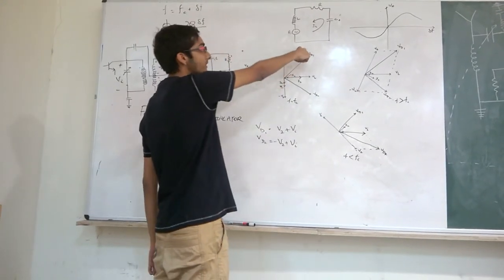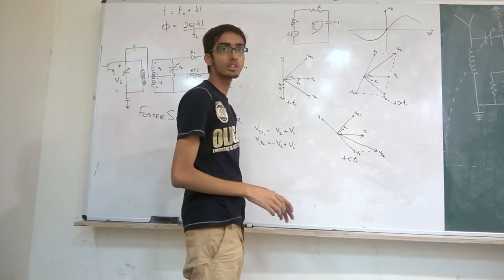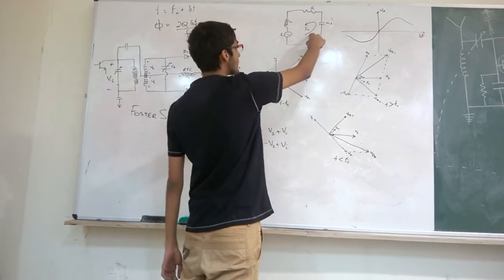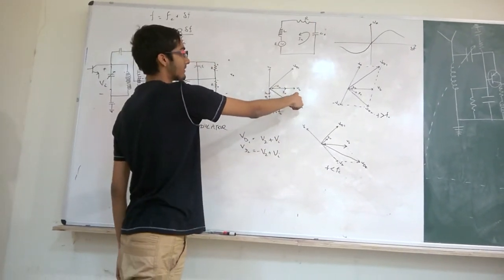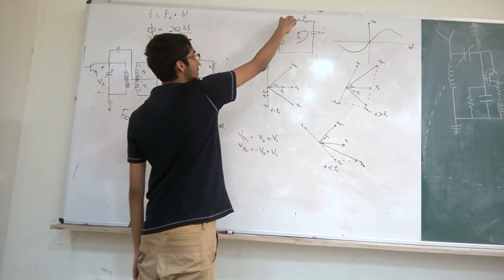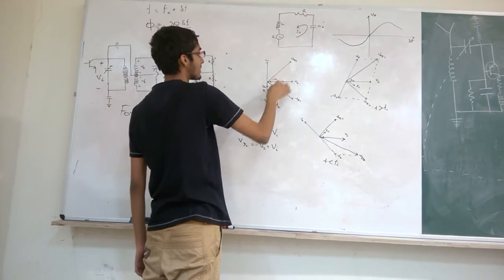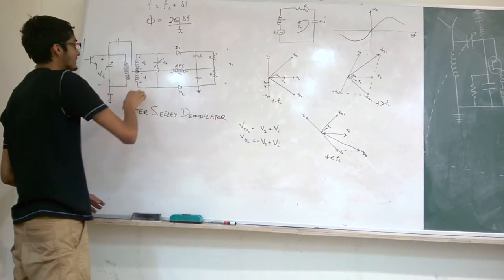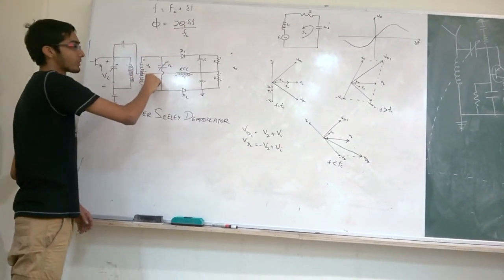Now coming to the simplified circuit over here. Since the frequency is equal to the natural frequency of this, my current is going to be in phase with the voltage across this circuit. Hence I2 is in phase with E2, and hence the potential drop across the inductor is exactly perpendicular to E2.